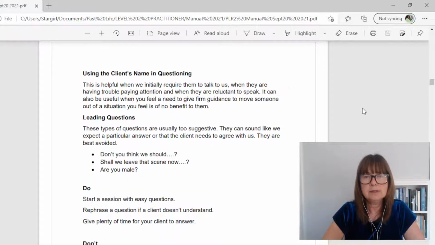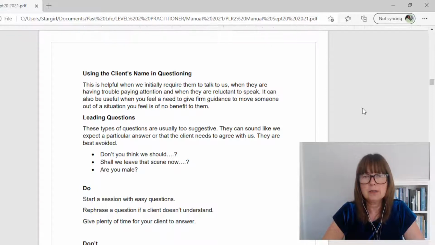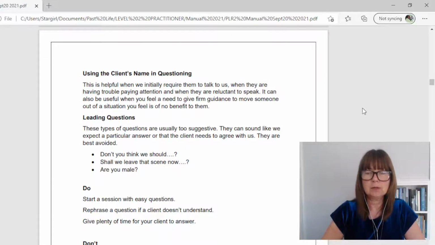So, using the client's name in questioning is helpful when we initially require them to talk to us, when they're having trouble paying attention, and when they're reluctant to speak. It can also be useful when you feel a need to give firm guidance to move someone out of a situation that you feel is of no benefit to them, using their name.